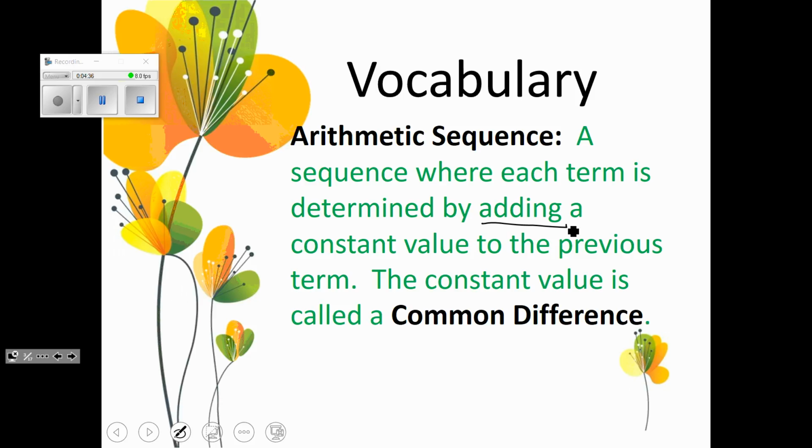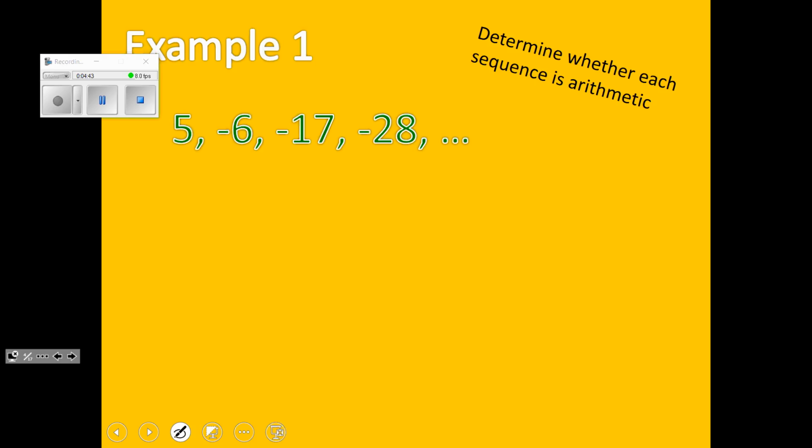Everybody okay? Okay. So I just want to know, is this sequence arithmetic? Okay. So if it's arithmetic, then we know that it will have what? It's going to have a common difference. It's going to be adding the same number every single time.